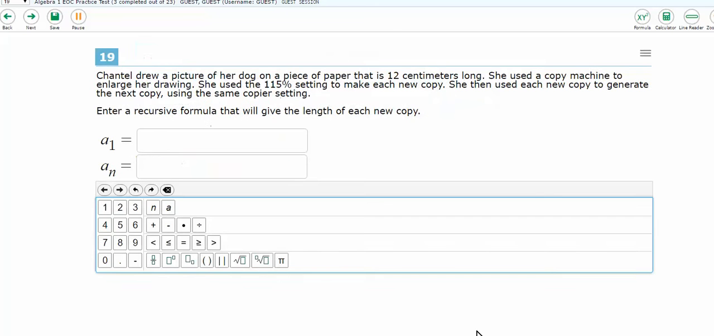All right, let's take a look at question 19, the last in this review installment. It says Chantel drew a picture of her dog on a piece of paper that is 12 centimeters long. She uses a copy machine to enlarge her drawing. She used the 115% setting to make each new copy. She then used each new copy to generate the next copy. Using the same copy setting, enter a recursive formula that will give the length of each new copy.